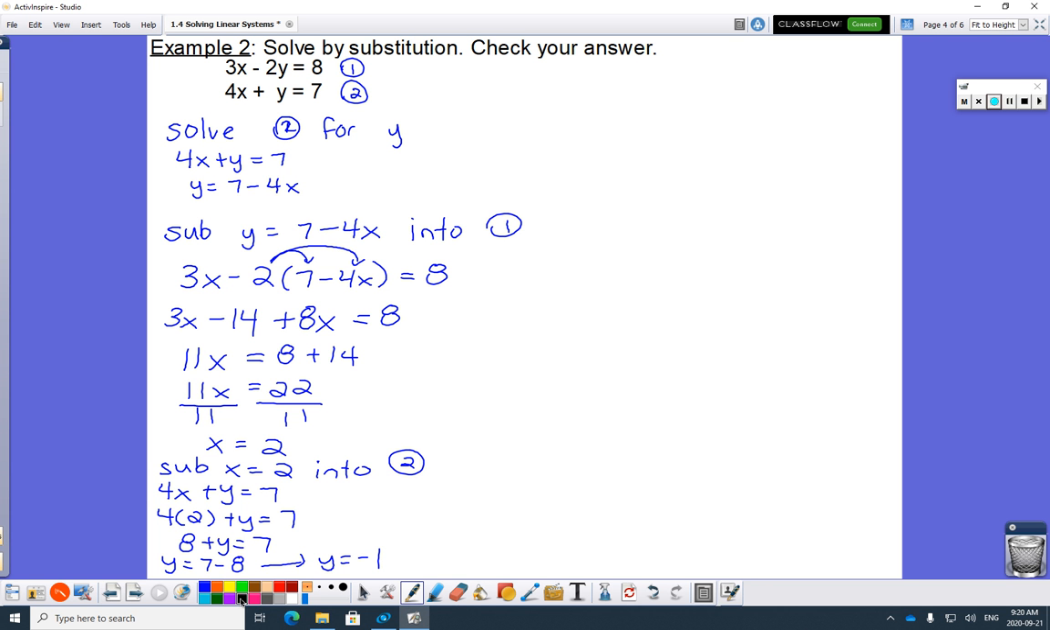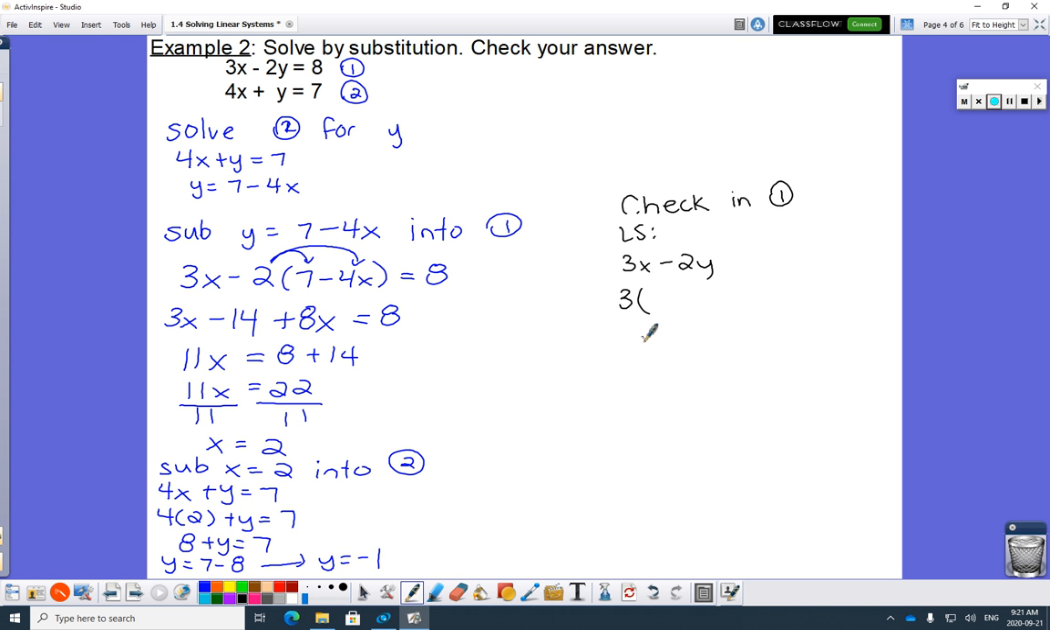Remember, if it says check, you're going to get marks for that, so make sure you do that. So it says to check. And you have to check in both, okay? There are instances where it might work in one and not in the other if you've done it wrong. So when you do check, you want to make sure the left-hand side of the equation equals the right.